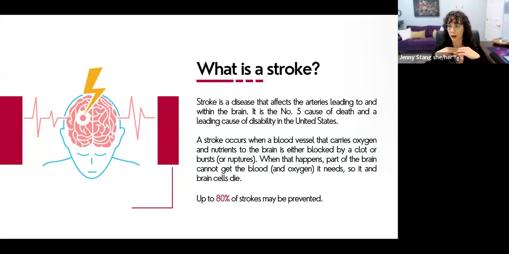And stroke occurs when a blood vessel that carries oxygen and nutrients to the brain gets blocked by a clot, or it can burst or rupture. And so when that happens, of course, part of the brain can't get the blood and the oxygen that it needs, and so the brain cells start to die. The good news is, though, up to 80% of strokes may be prevented, okay? So there are some ways that we can manage our health and our stress levels to prevent strokes. And I hope that you stick around to the end and you get some of those tips.